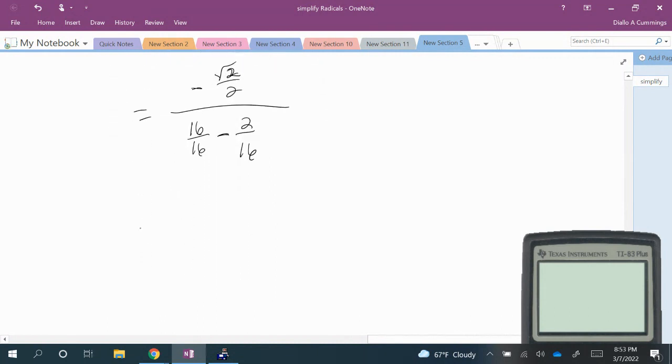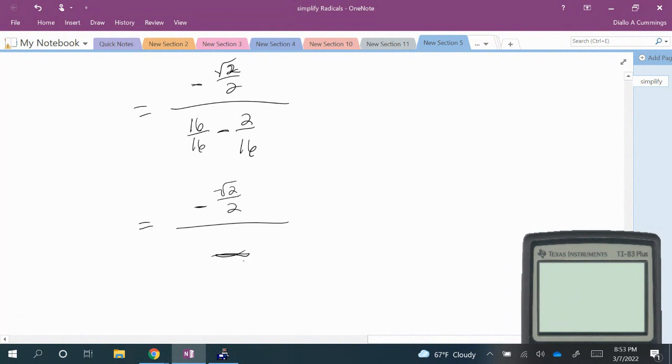So if we simplify the denominator, for the numerator I'm going to just bring down negative square root of 2 over 2. For the denominator, since I have a common denominator, I'm going to keep that denominator and combine my numerators. 16 minus 2 is 14. So I have negative square root of 2 over 2 divided by 14 over 16.